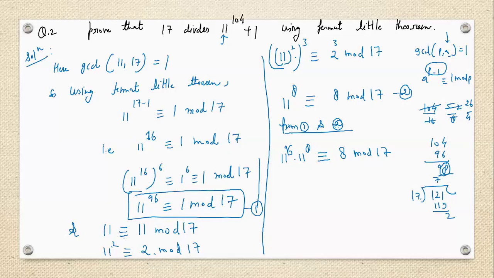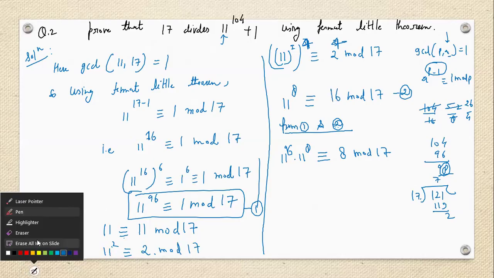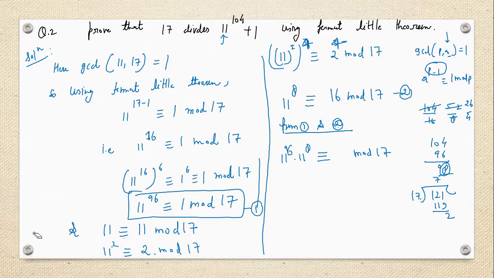Oh, sorry. I have done some mistake here. To make it 3, we have to make it 4, because 2 to the power 4 is what we need here. So here it will be 16. Sorry, my mistake here. That's why I was saying that the answer was not coming here. So 11 to the power 104 will be congruent to 16 mod 17.